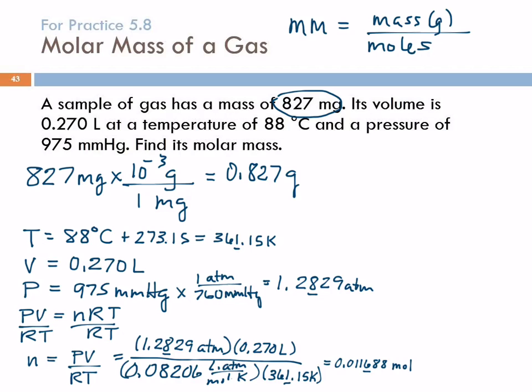If you got a big number, it's because you multiplied by 361 instead of dividing. And if that isn't making sense to you, I'd be happy to talk to you about it in lab. I just can't take time during lecture to do that. So this is my number of moles.